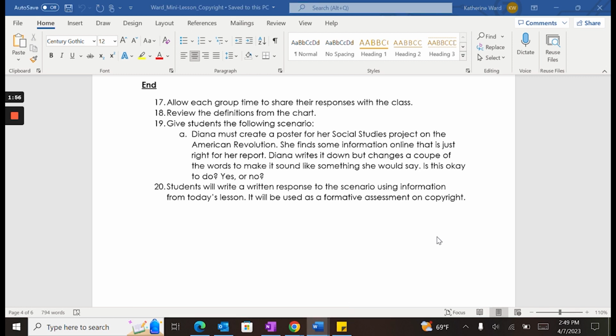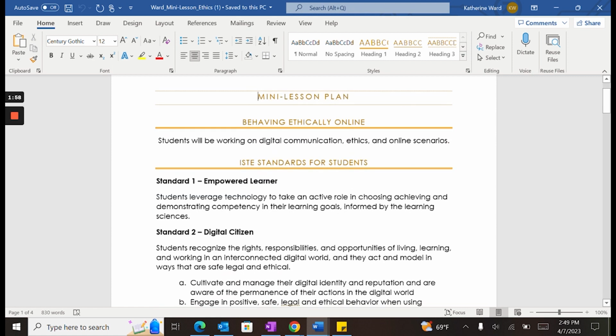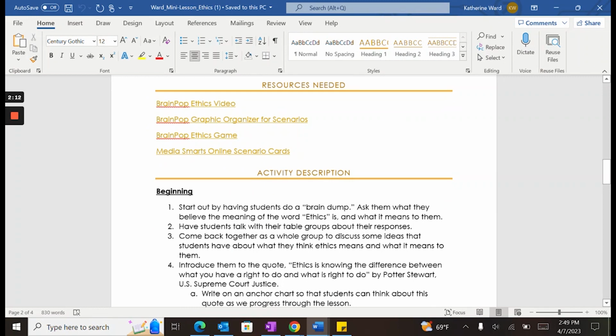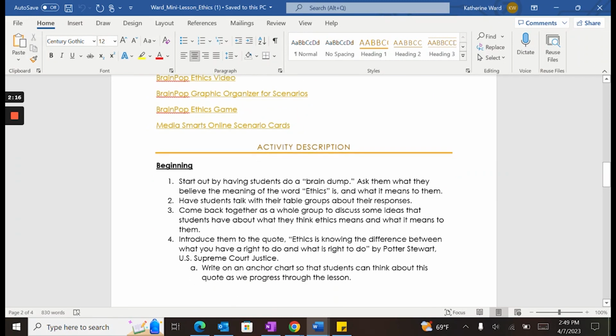Another lesson was behaving ethically online. In this lesson, students worked on digital communication, ethics, and online scenarios. Students looked at determining what is right and what is wrong and how to best solve an online conflict ethically. For this lesson, we needed Brain Pop and Media Smart's online scenario cards.